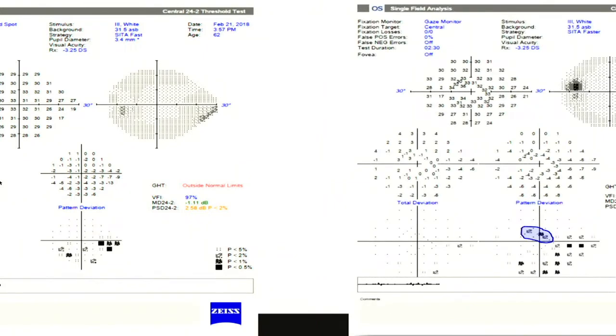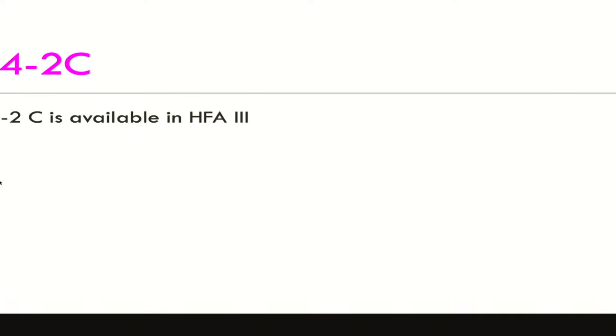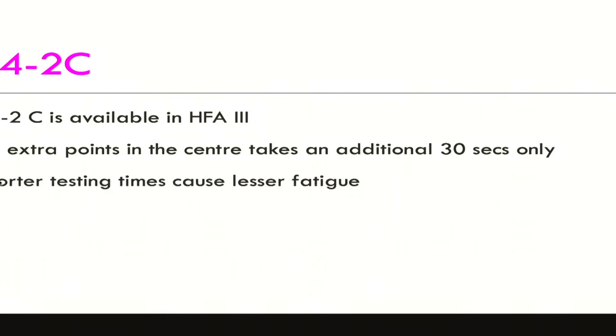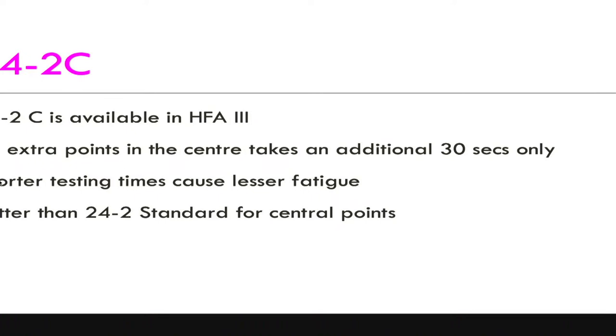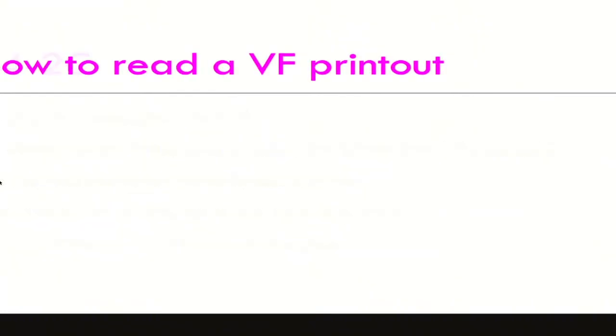All right? And so this is the 24-2 of a patient. You can see there is some change in the nasal area, which seems to fit Anderson's criteria. We'll come to that in a minute, and that's where the interaction starts. But when you repeat that test with 24-2C, you can see that there is an extra change near fixation superiorly. All right, so it gives you extra information in probably less time, in early glaucoma. Okay, so 24-2C is available in HFA-3. Like I said, 10 extra points, only takes 30 seconds, shorter testing time, so less fatigue, and better than 24-2 standard for central points, and comparable to 10-2 for these central points.